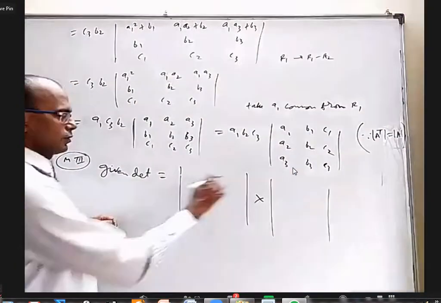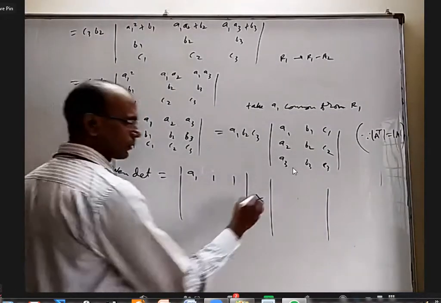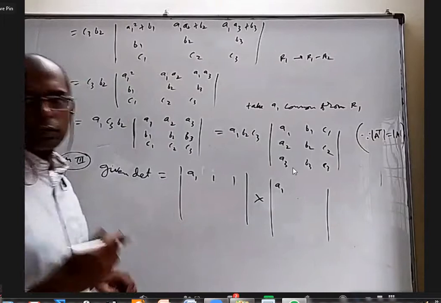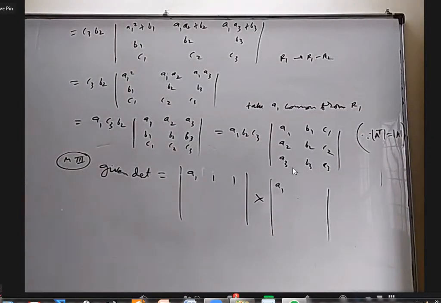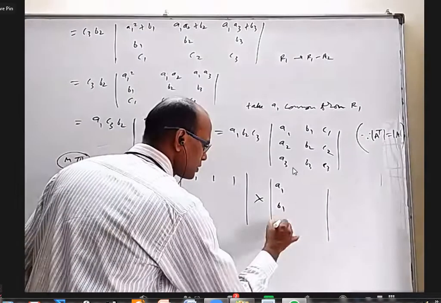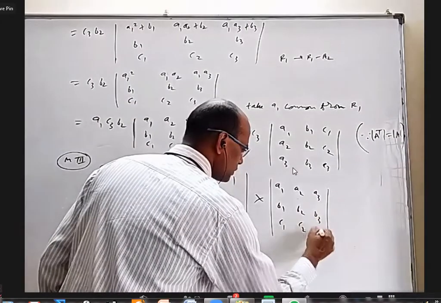Okay, so I want to take it as A1, 1, 1. On the other side, we can take A2, A3. You can take the other side, not a problem. But you have to see what elements are common in the first column, that is the first column of the second matrix. Anyway, I am writing here B1, C1, A2, B2, C2, A3, B3, C3.